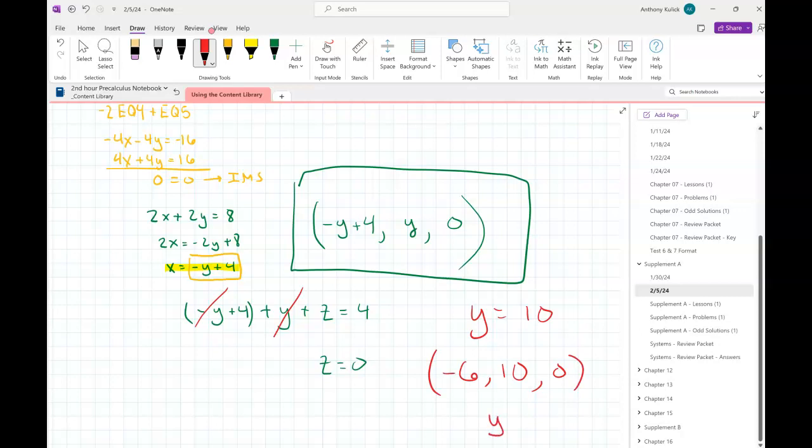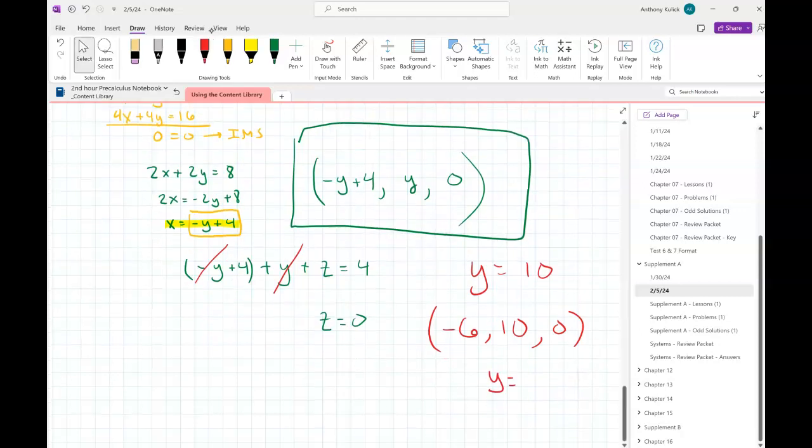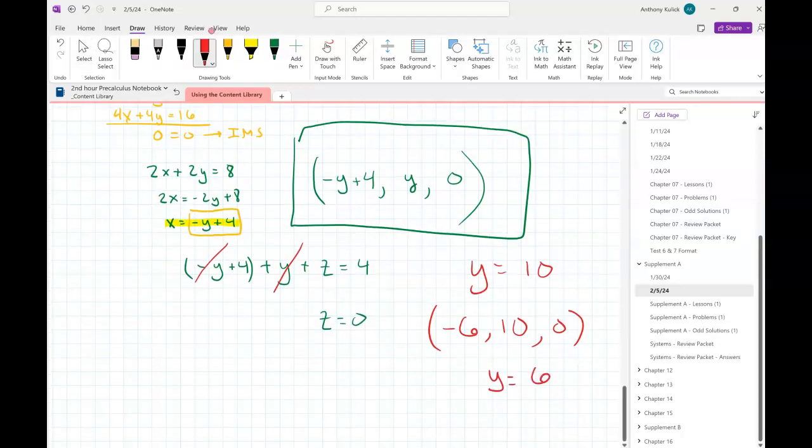If you pick a different y, what's another y? 6. If I pick y to be 6, for my x I'd have negative 6 plus 4, negative 2. Y, 6. Z, still 0. That's another solution.